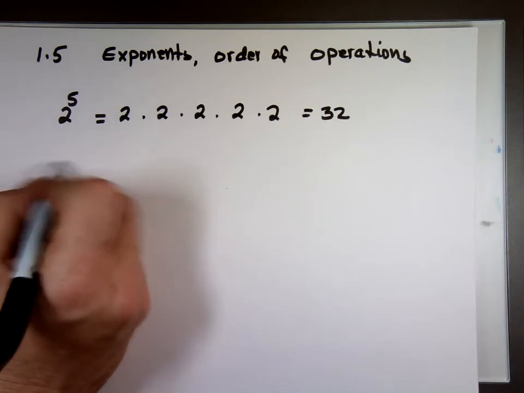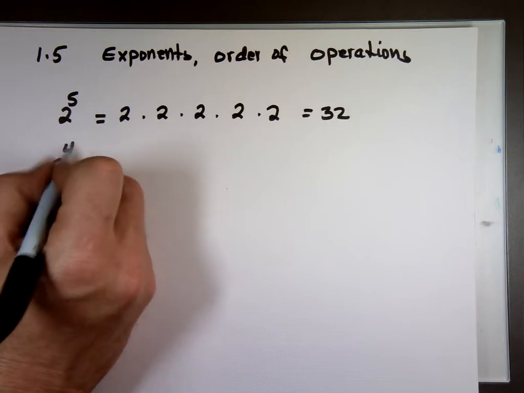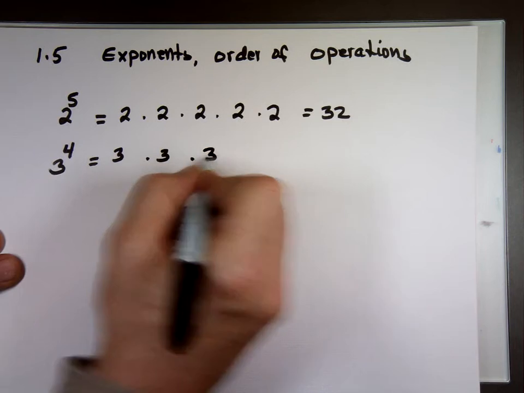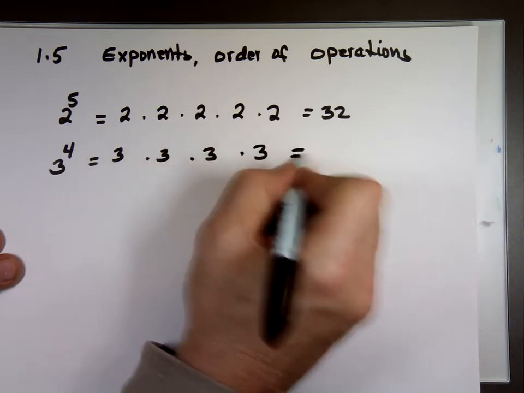If you see 3 to the power of 4, that means what? 3 times 3 times 3, how many times? 4 times. That's 81.